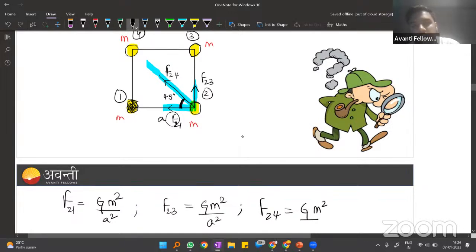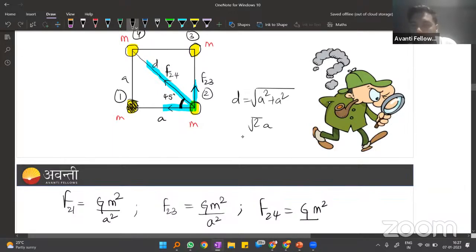So F24, what will be the value? I'm just asking the distance between mass 4 and mass 2. We can easily calculate that using Pythagoras theorem, right? I'm removing the other masses' forces here. See, this is A and this is also A. I have to calculate this diagonal, right? Let's say this diagonal is D. So D equals the square root of A square plus A square.